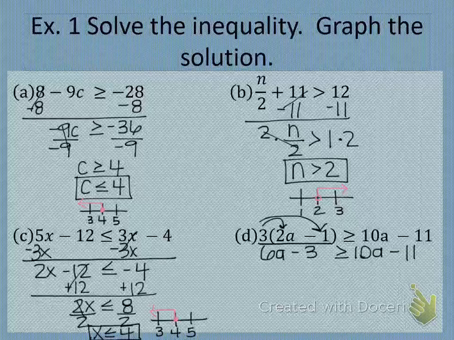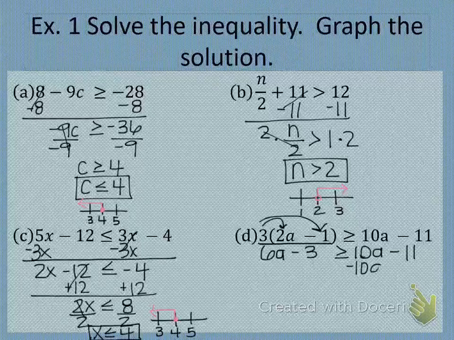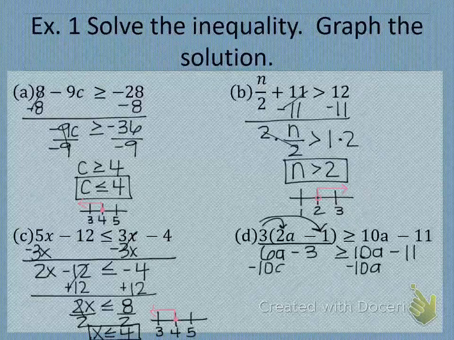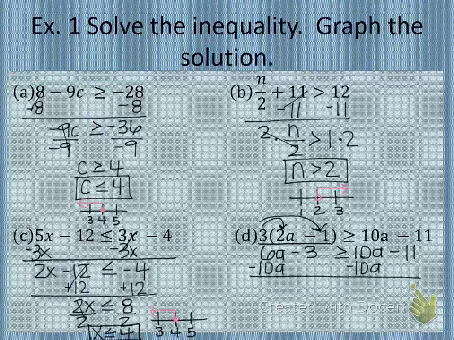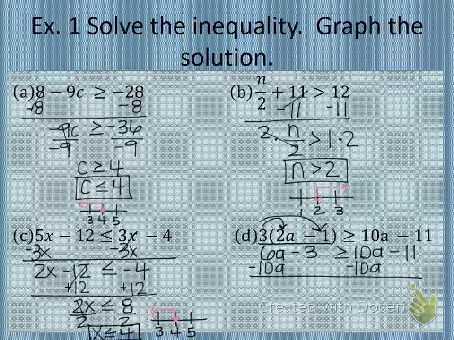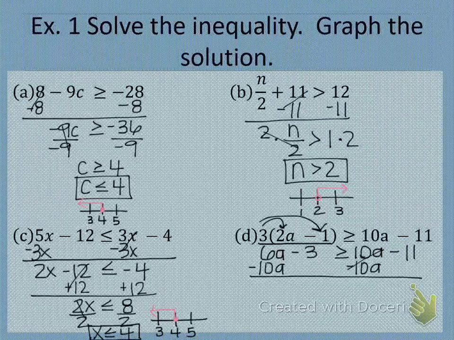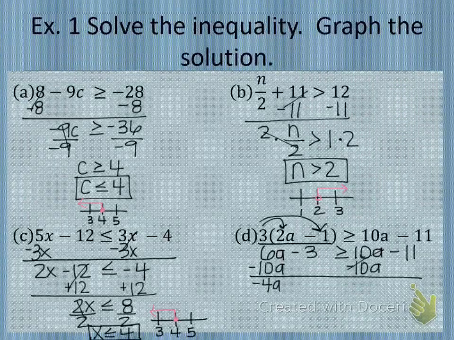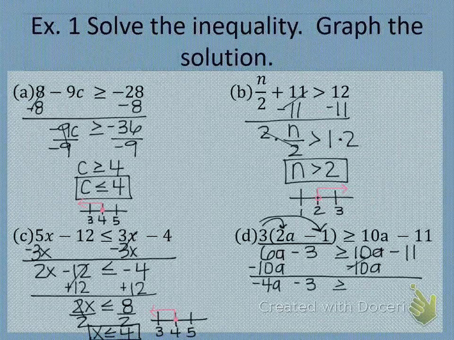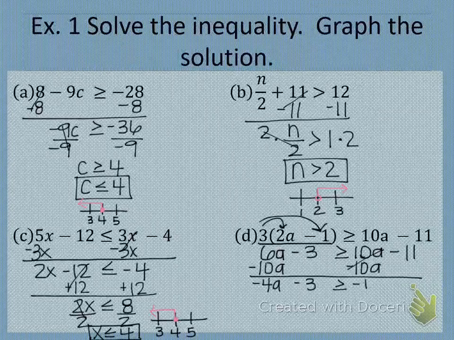All right, any variable to move? Yes. Coy, what variable term are you going to move? 10a. Very good. We want that variable on the left side. How do you move it, Coy? Good. We're going to subtract 10a from both sides. Moving 6a wouldn't be wrong, but it is going to complicate things at the end. So we move that 10a. What is 6a minus 10a? Negative 4a. Bring down what we have not used. Negative 3 is greater than or equal to negative 11.